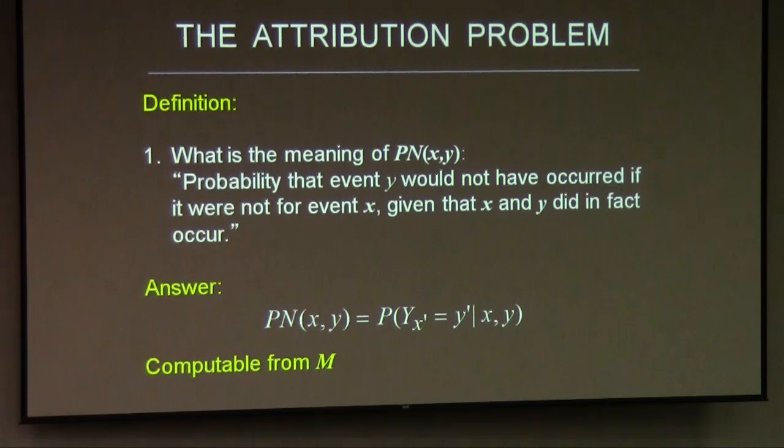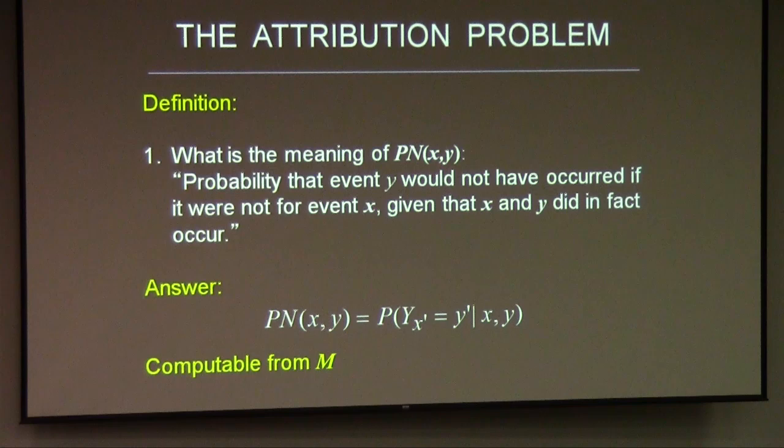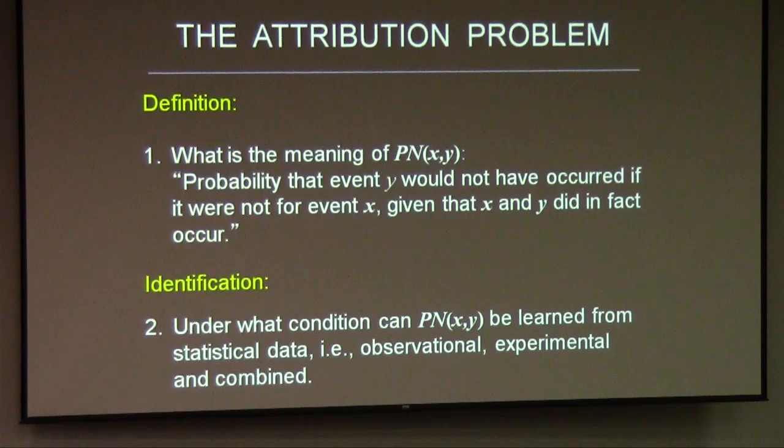We define a quantity, PN, probability of necessary cause, and you see the expression, we can write it. Writing is 90% of the solution. Now we can ask, is it computable from a model? Yes, we know how to compute counterfactuals if you had the model. Admittedly, we don't have the model. We don't have the function, we don't have the probability on the noises. However, can we infer it from data? Here's the second question. Under what condition can we infer it from data? And the answer is, we have bounds, and sometimes we have identification.